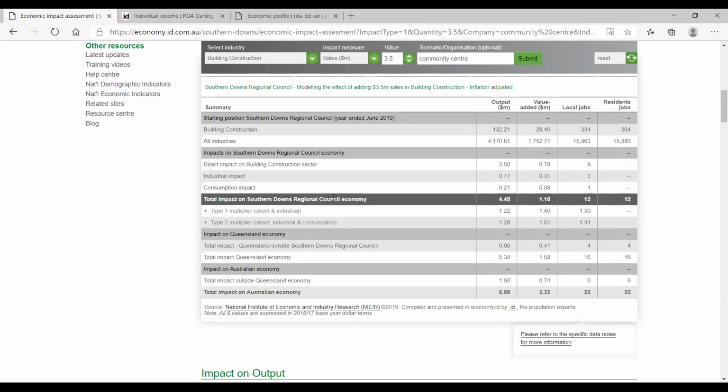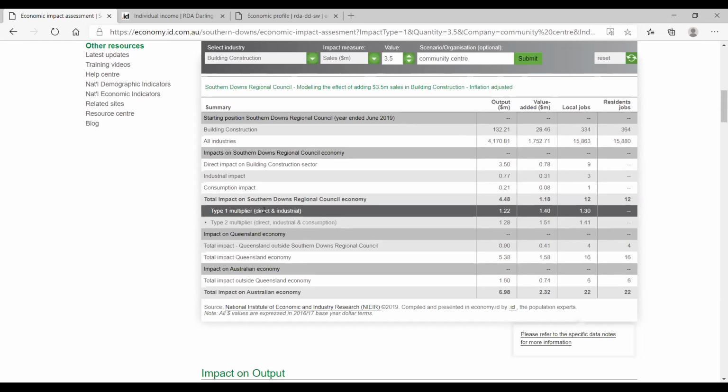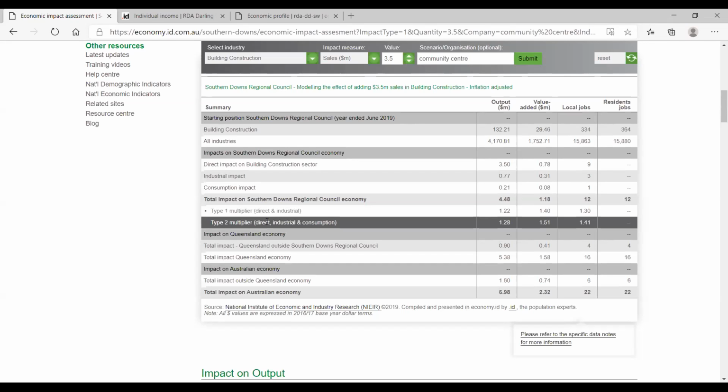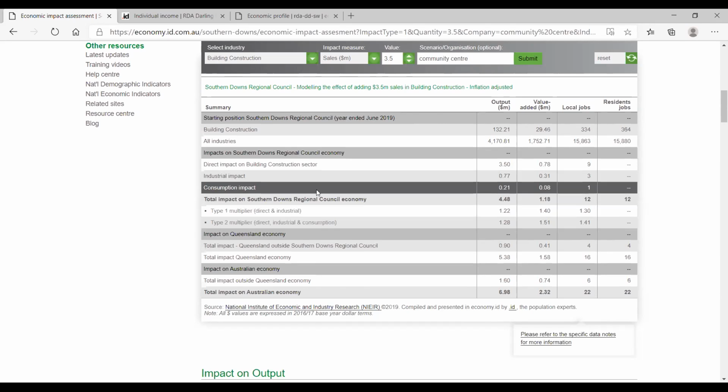The total impact on the Southern Downs Regional Council economy, starting at $3.5 million, comes to $4.48 million. So that's your impact on your region. These things underneath that say the type 1 and type 2 multiplier, they are unique to the Southern Downs region. And the reason why they are unique is because your construction workers or your manufacturing workers are different to and provide a different set of circumstances, spending habits than other construction workers all around the country. So we need that to be unique for your particular area. Okay, so that's what your type 1 and type 2 multipliers help to decide the results up here.